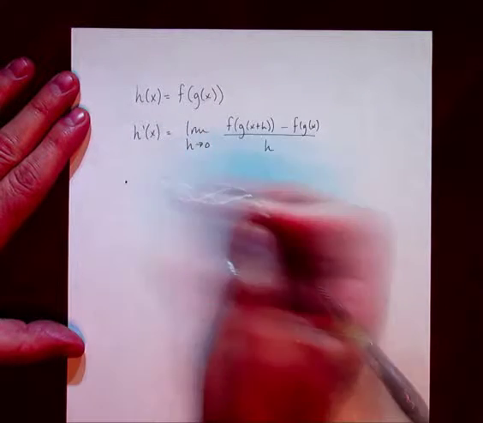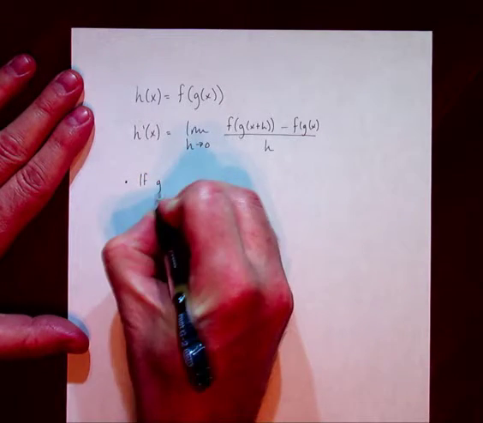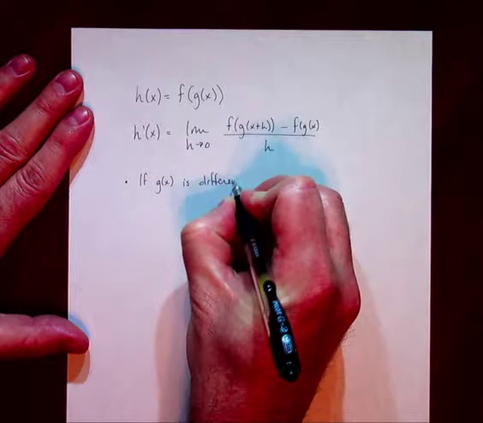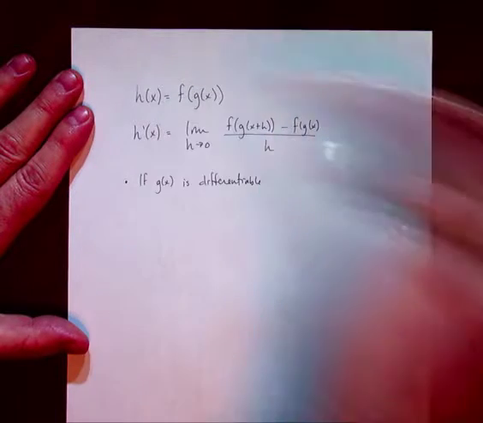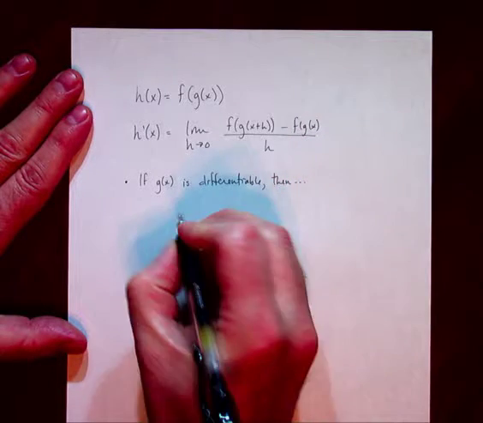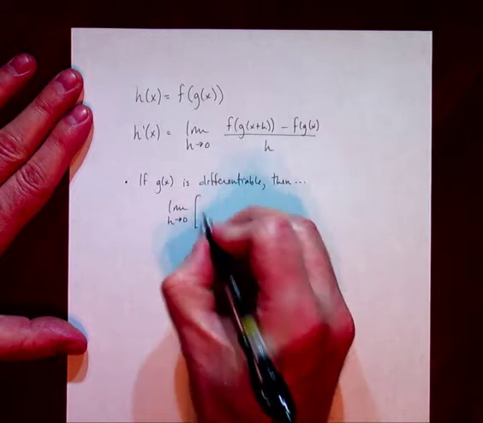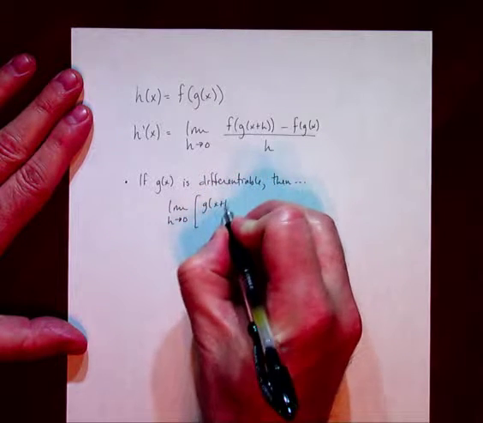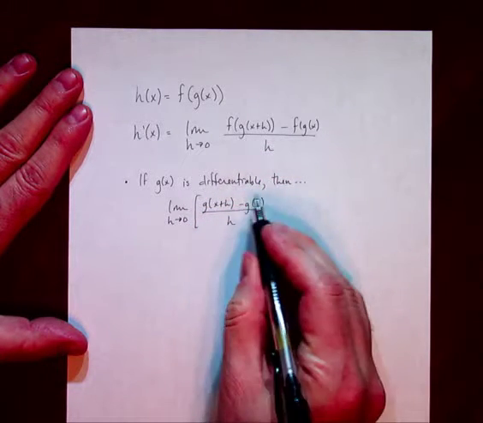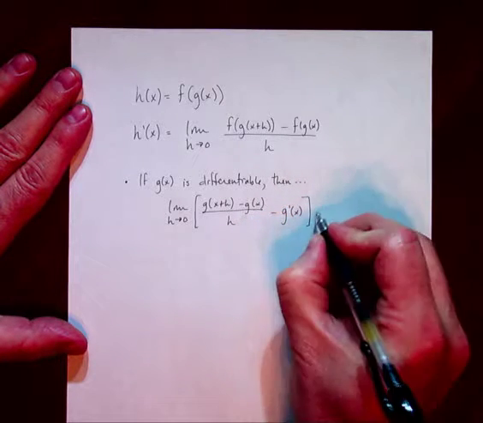Now, the first thing we need to notice is that if g of x is differentiable, and in order for this h prime of x to exist, then it has to be, then the limit as h approaches 0 of g of x plus h minus g of x over h, so this is the usual thing, minus g prime of x is equal to 0.